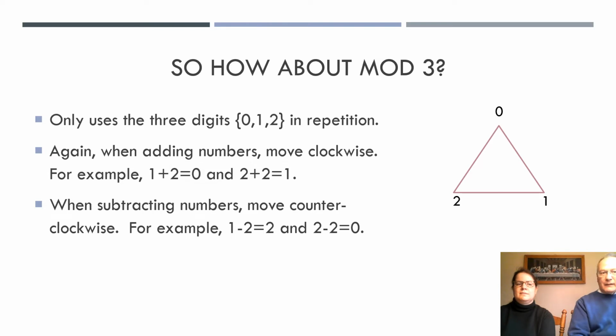Okay, and then let's look at 1 minus 2, because that's a fun one. So 1 minus 2 is 2 in mod 3, and 2 minus 2 is 0.